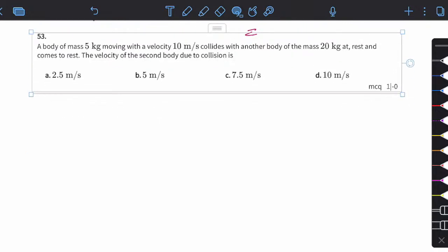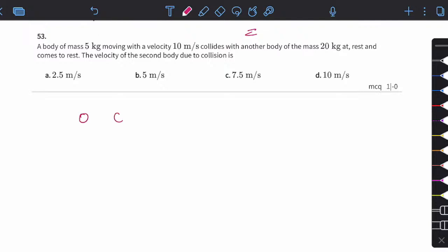A body of mass 5 kg moving with a velocity of 10 meters per second collides with another body. The first thing I do is draw a figure, which will be very helpful. 5 kg, 20 kg, and I write their velocities. The initial velocity of the 5 kg was 10 meters per second, and the initial velocity of the 20 kg was 0. It was at rest.